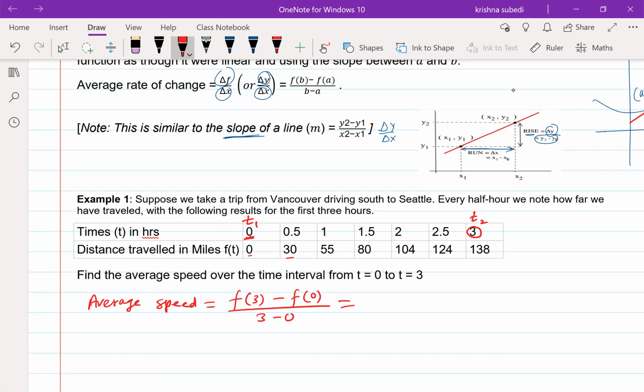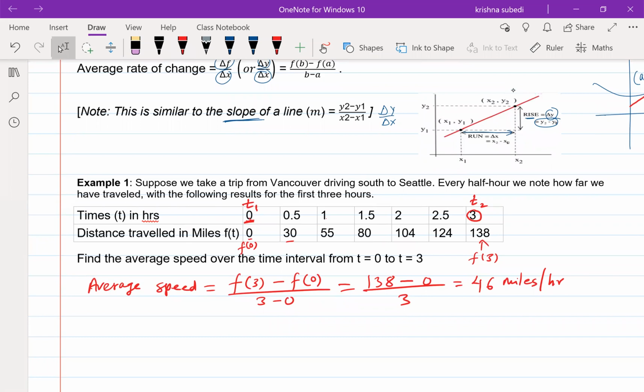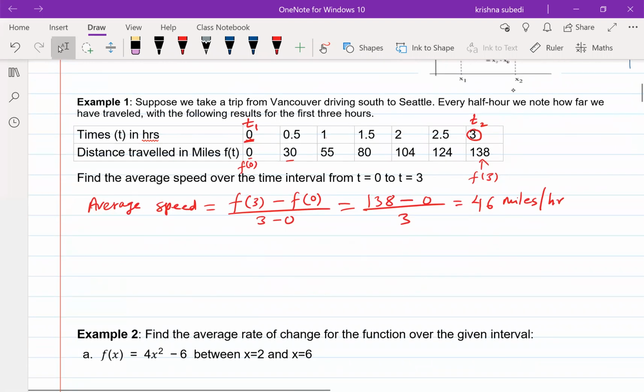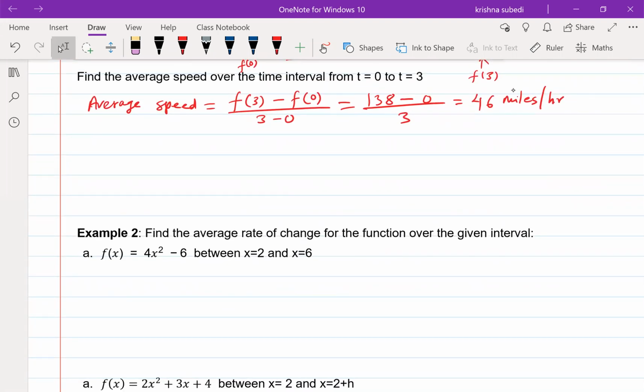f of 3 is, you see this one is your f of 3, which is 138, minus f of 0, which is 0, divided by 3. If you divide it, 138 divided by 3 gives you 46 miles per hour. That is the average speed for that entire 3-hour trip.